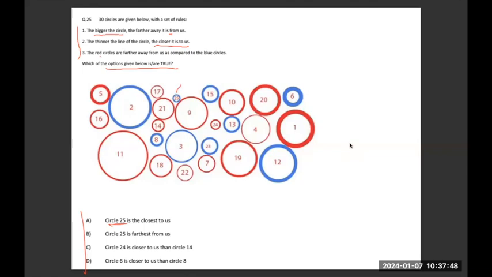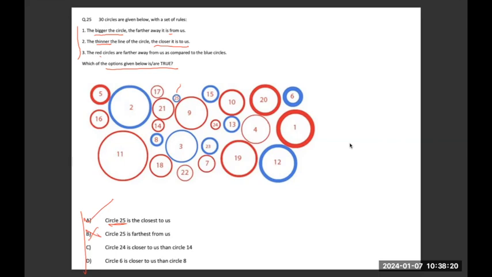And it also satisfies the second condition: the thinner the line, the closer it is to you. It is the thinnest line. Not the thinnest, but it's a thinner line. 4 is the thinnest line. So 25 is closest to you because it is the smaller circle, blue colored, and has a thin line. So A is correct. Now B is contradicting A. So A we have already established is correct, so B will be wrong. I won't even go further.